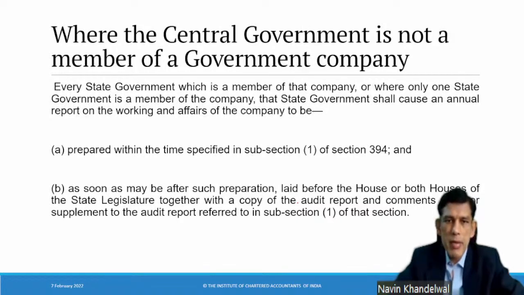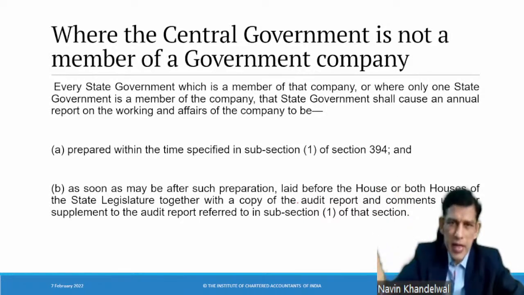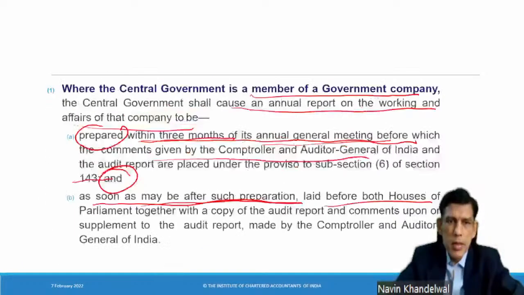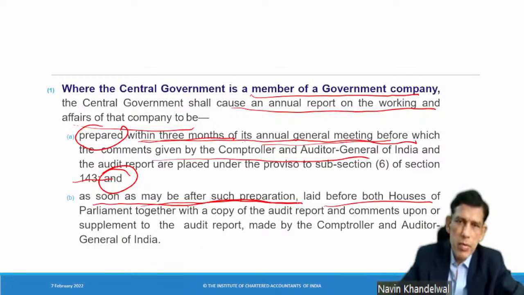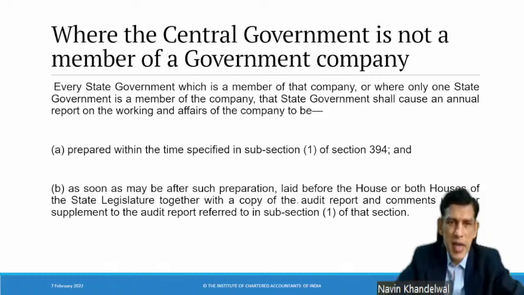It has to be prepared within the time specified in subsection 1 of section 394. So again, the time limit is 3 months of its AGM. That same provision will apply to the state government also. And once it is prepared, instead of presenting it to the Lok Sabha and the Rajya Sabha, it will be presented to both the houses of the state legislature.